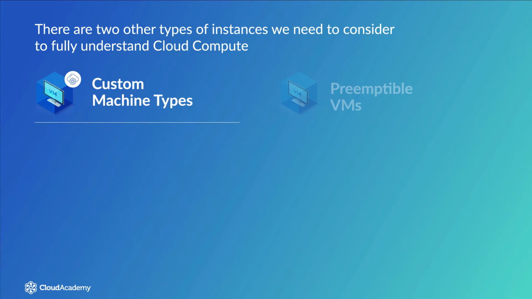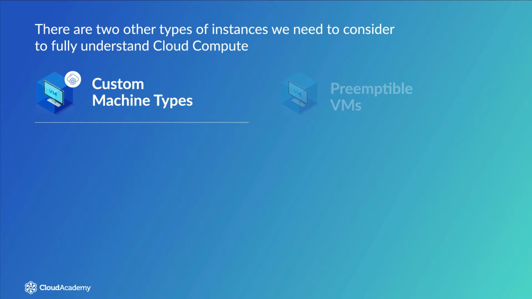So let's start with the former, custom machine types. Even though GCP, Google Cloud Platform, offers a wide variety of Linux operating systems and Windows VM types, sometimes we want to get really specific about memory and CPU configuration for our workload. For example, we may find that GCP's high memory instance types have more CPU than we need, or vice versa. Maybe we need a lot of CPU and little memory.